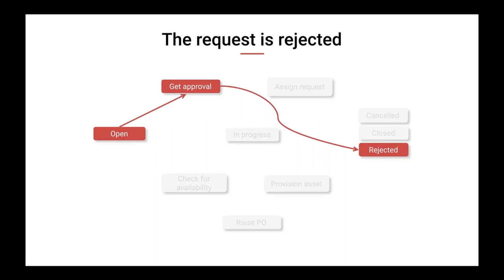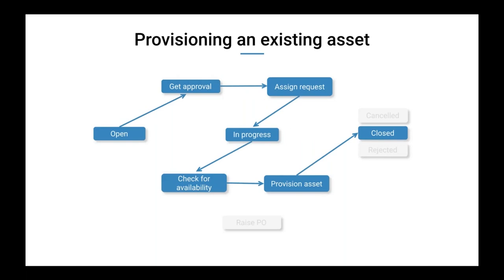Now, how about provisioning an existing asset? The request is created, goes to approval. Right from approval, it goes to assigned. The technician begins the work by moving the request to in progress status. And that's where they figure out that they need to check for availability of the asset. Now, the asset is there in store, so I'm just going to provision the asset to the user and close the request.